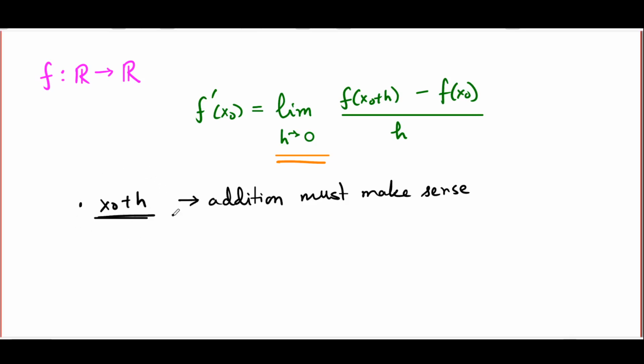Well, after you are done with this, you have applied f on x0 plus h, which of course would happen because after all this is a function. Give it an input inside this domain, it should be able to give an output in the range. Similarly, you have to calculate f of x0, but you have to be able to subtract f of x0 from f of x0 plus h. Subtraction must work.